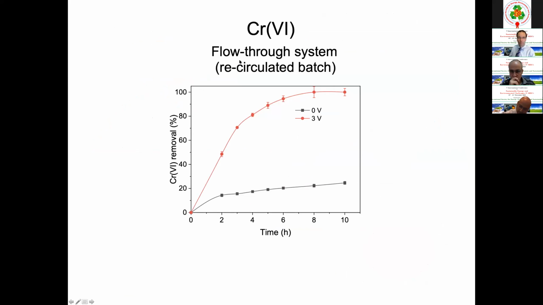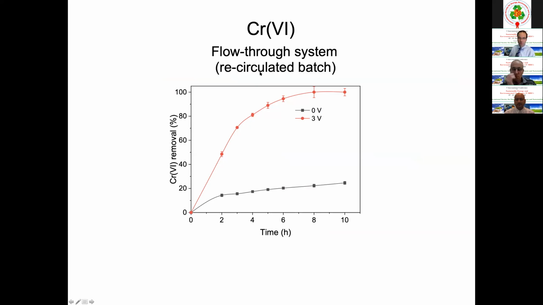Finally, chromium through the flow-through system, which is actually like a recirculated batch system, because we recirculate the feed until we get complete chromium removal. We've actually also done a flow-through system where we flow through just once through the system, and I'll just talk about that in a minute.